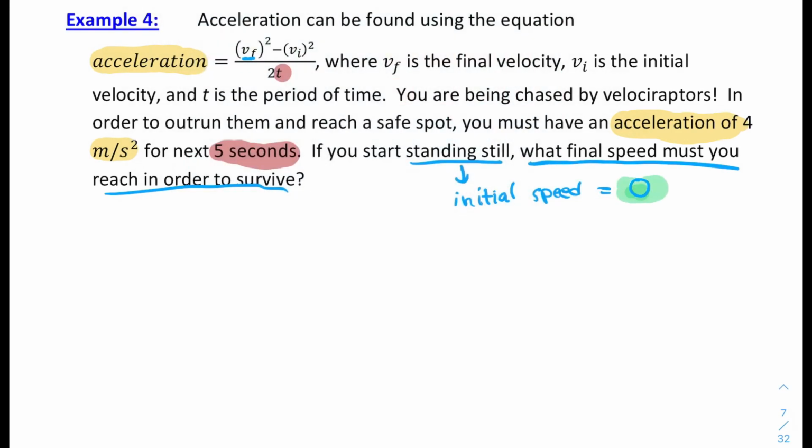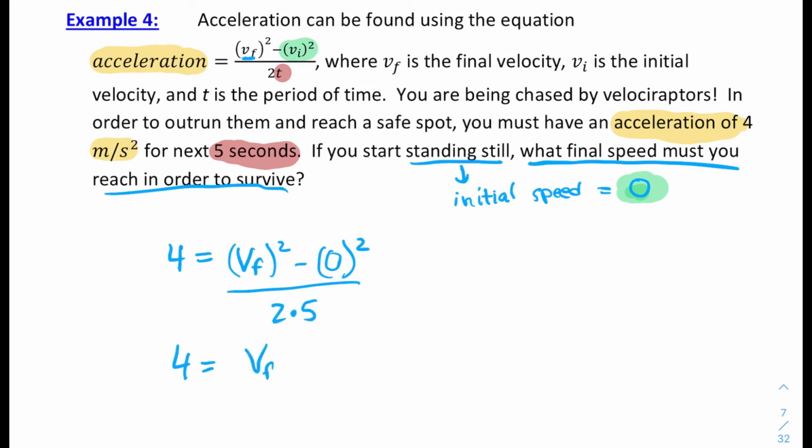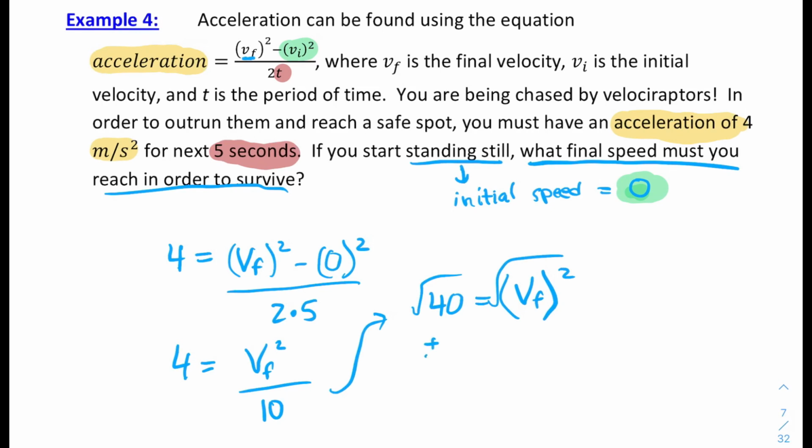If I plug all of that in, my equation's going to look like 4 equals my final velocity squared minus my initial velocity, which was 0, squared, over 2 times my 5 seconds. And then I can just solve that for my final velocity that I need to reach. So I have that final velocity squared over 10. Multiply both sides times 10, and I get 40 equals my final velocity squared. Take the square root of both sides, and remember that although this technically gives you positive and negative, you are going to want the positive 6.32 meters per second.